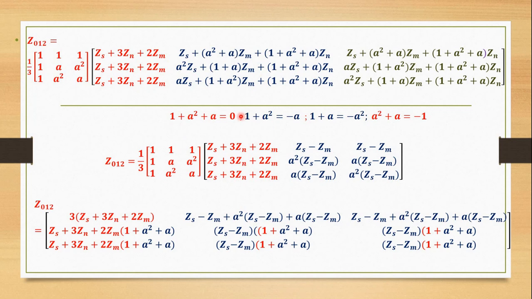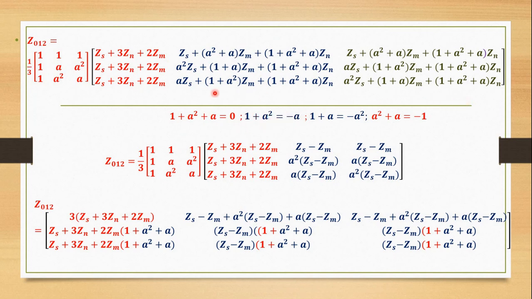From this, what is 1 plus A square? That is minus A. From this, what is 1 plus A? That is minus A square. What is A square plus A? That is equal to minus 1. Instead of these values in the matrix, you have to put 0 for this, minus A for this, and so on.